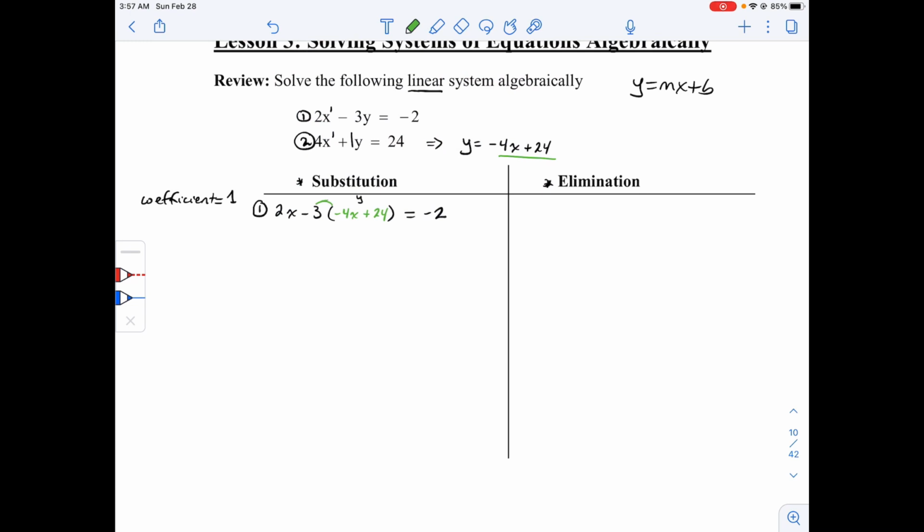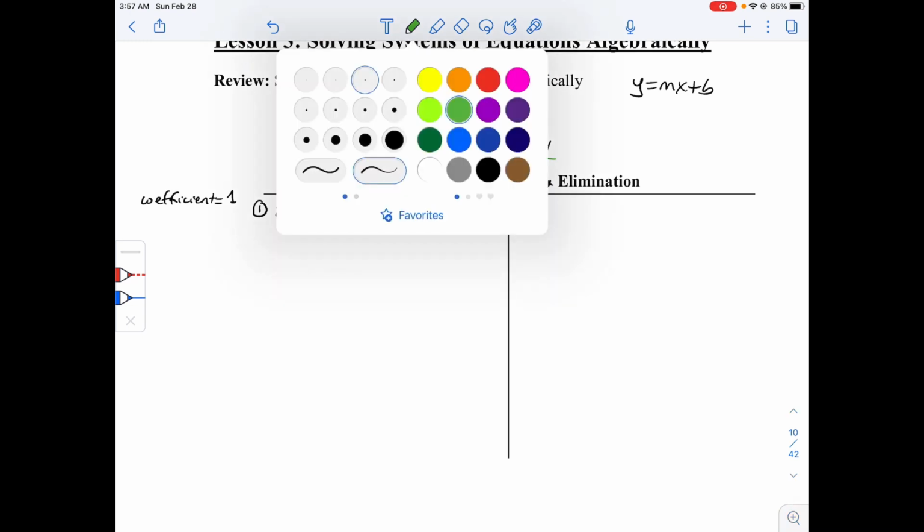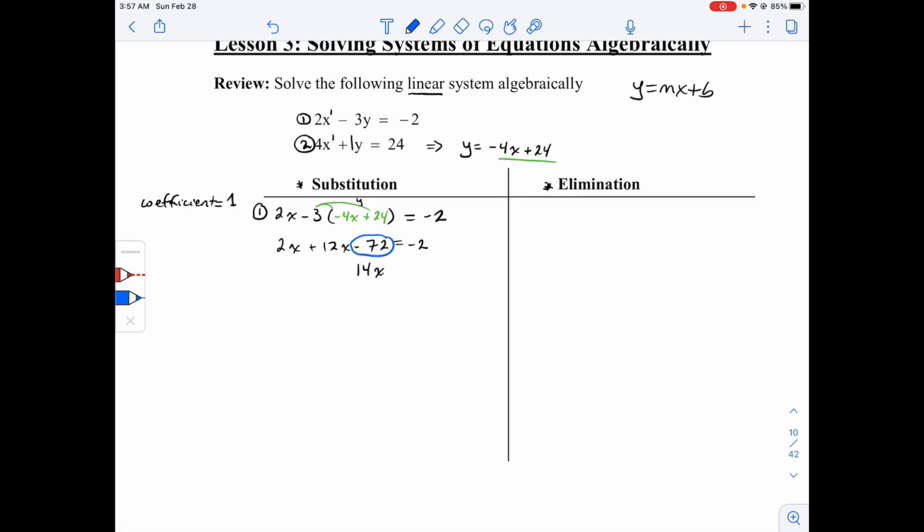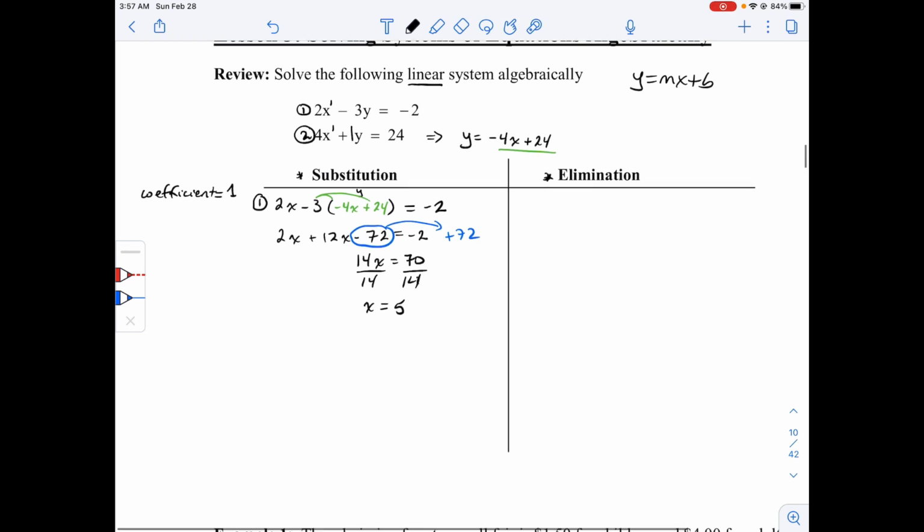And so what we're going to do there is solve for x. So we've got a 2x plus 12x minus 72 is equal to negative 2. And we've got a 14x. We'll take this negative 72, we'll move that over. That's a plus 72. And when we divide both sides by 14, we now have x is equal to 5. So we've just solved for x.